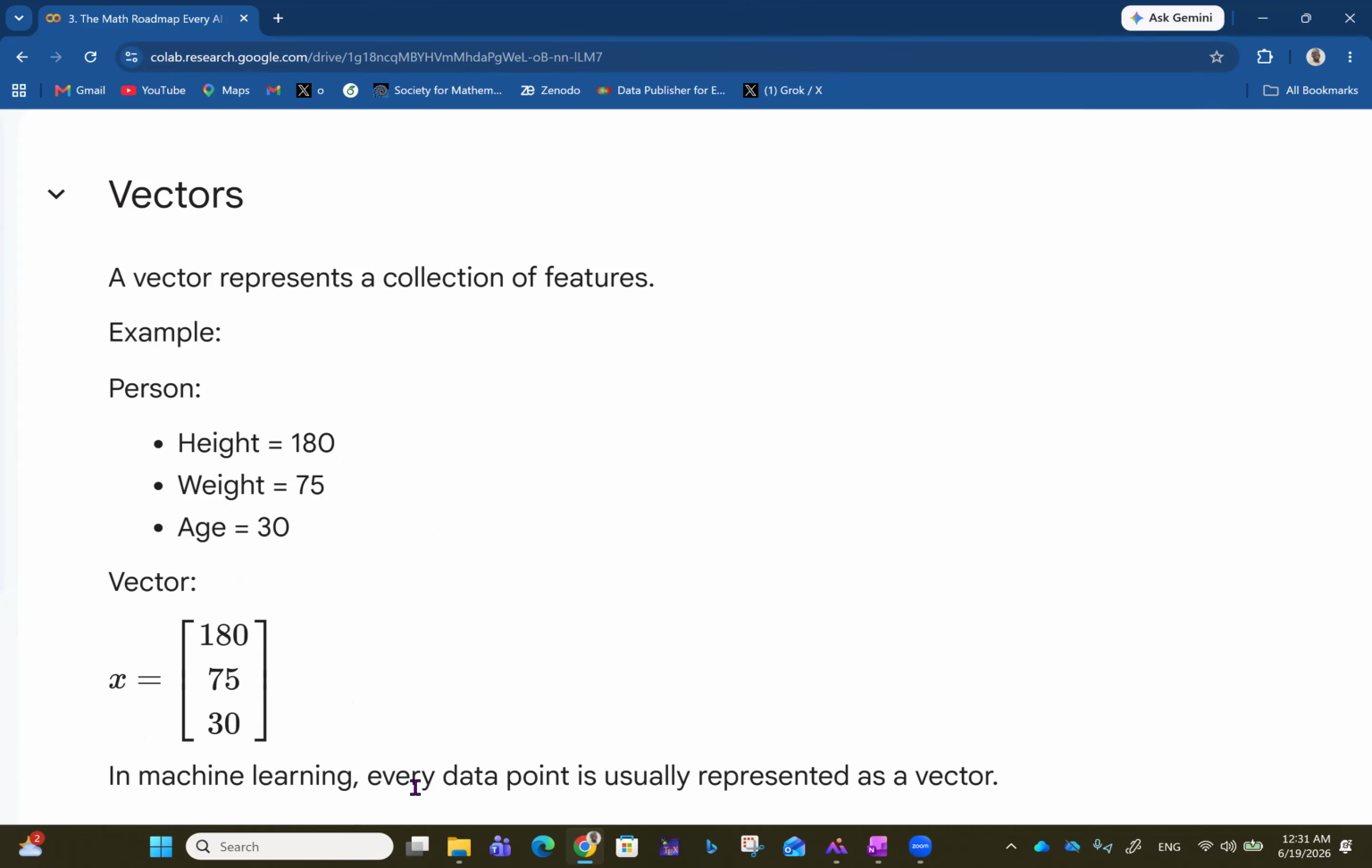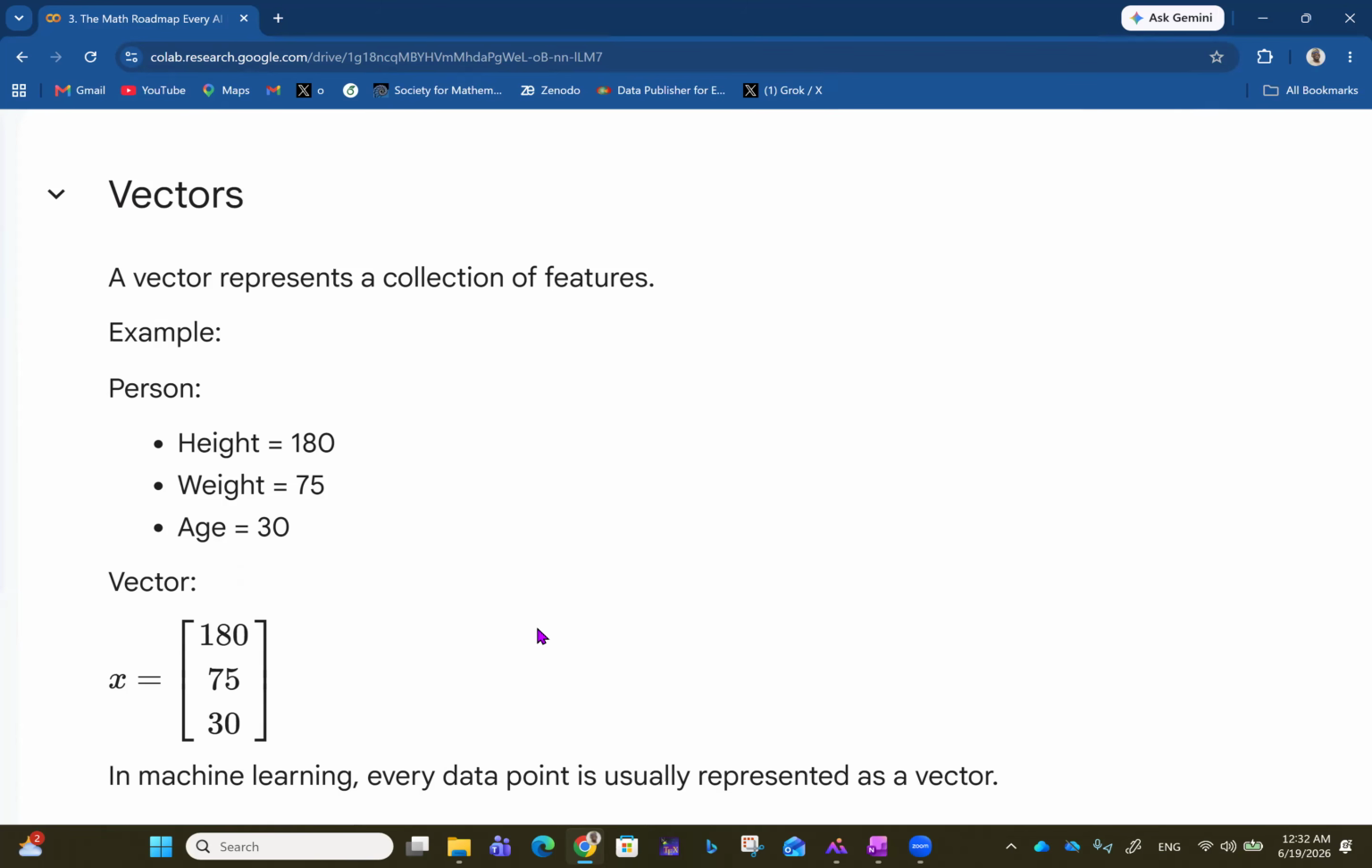So in machine learning, every data point is usually represented as a vector. If you pick the height, weight, and age of a person, that's one vector. If you have another person, that's another height, weight, and age. You can now collect that for 10,000 people, 1 million people, and things like that. So in machine learning, every data point is usually represented as a vector.